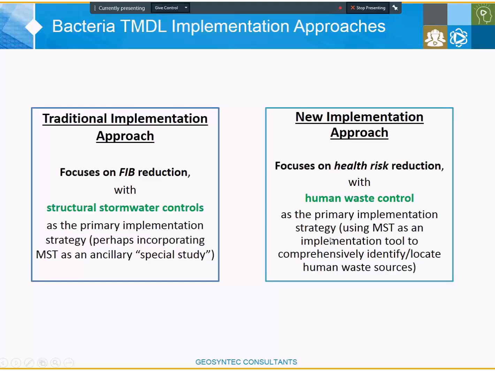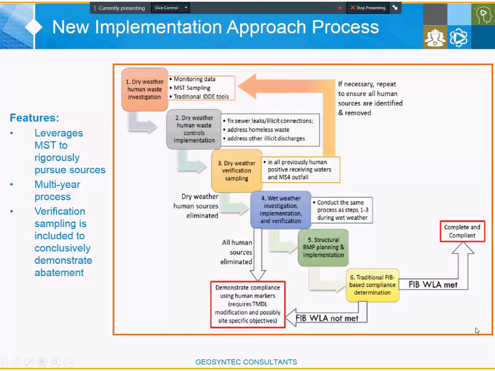Both use microbial source tracking, but the traditional approach, like almost every other EWIMP or WQIP that's out there, including those done by us or others, relegated MST to this ancillary, quote, special study realm, where it's kind of used more as a regulatory modification tool. Here, what we're saying is, no, we want to use MST as an implementation tool to allow us to comprehensively identify and locate human waste sources and abate them in the watershed. So I think that played pretty well.